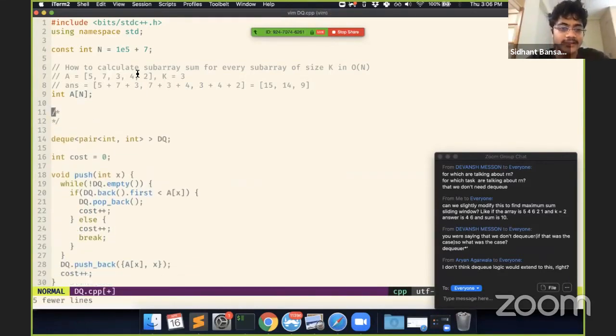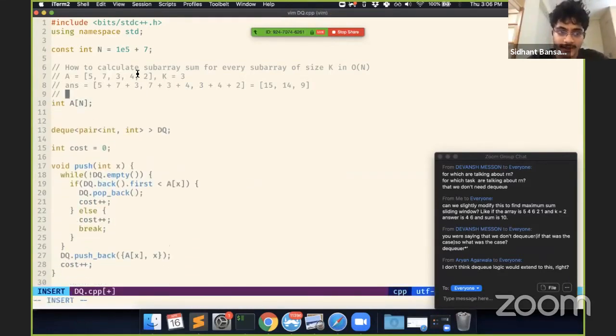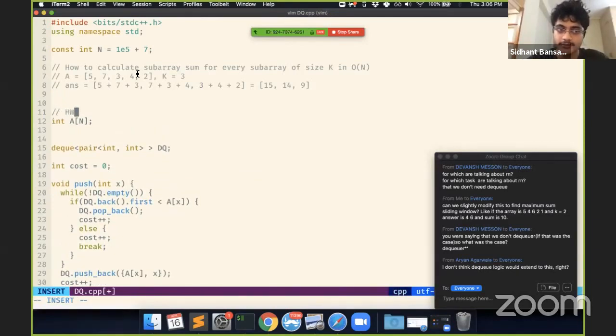Okay. Another thing. For this question, I'll leave two homeworks. I'll put them on the discuss also after the update. Homework one will be to try to solve the subarray max problem using sets or maps in order n log n. So n log n is still much better than order nk.